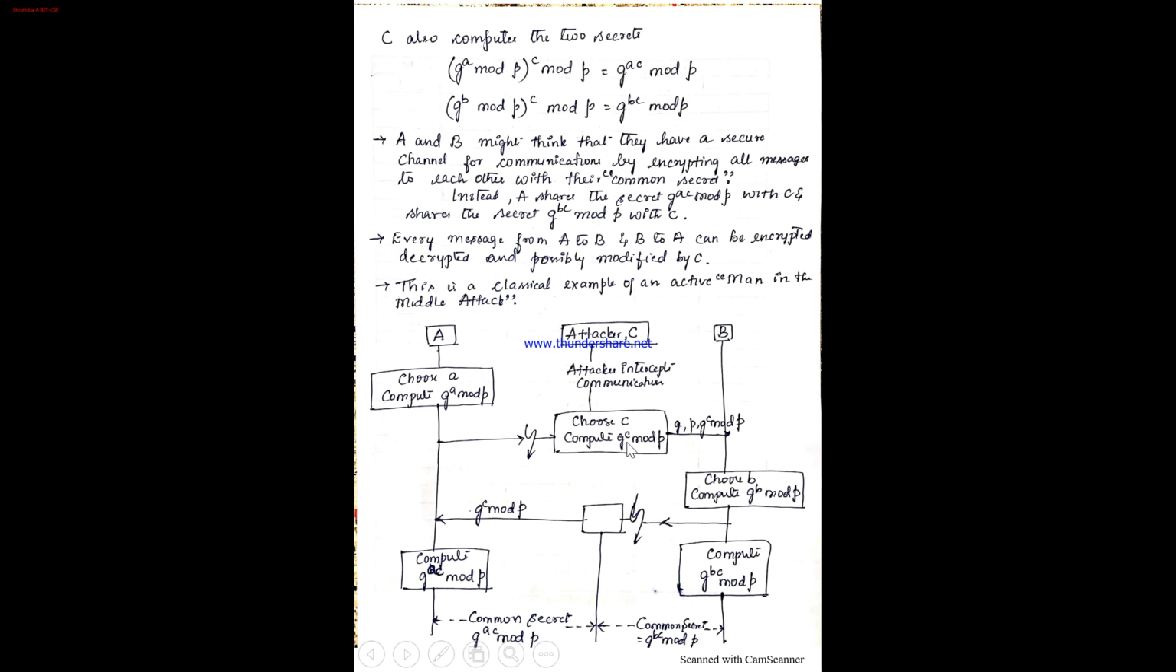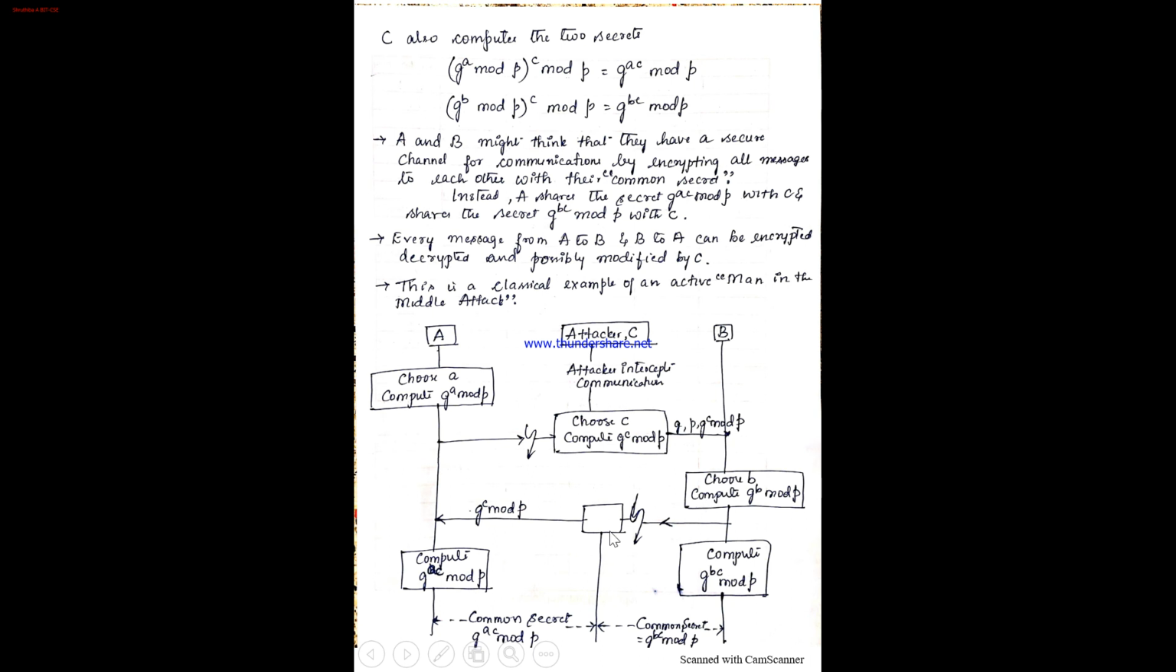The attacker intercepts and dumps that g to the power of a mod p. But now he chooses a c and computes g to the power of c mod p, and that will be sent to B. So B will receive g to the power of c mod p, and B computes g to the power of b mod p and sends that across the network.